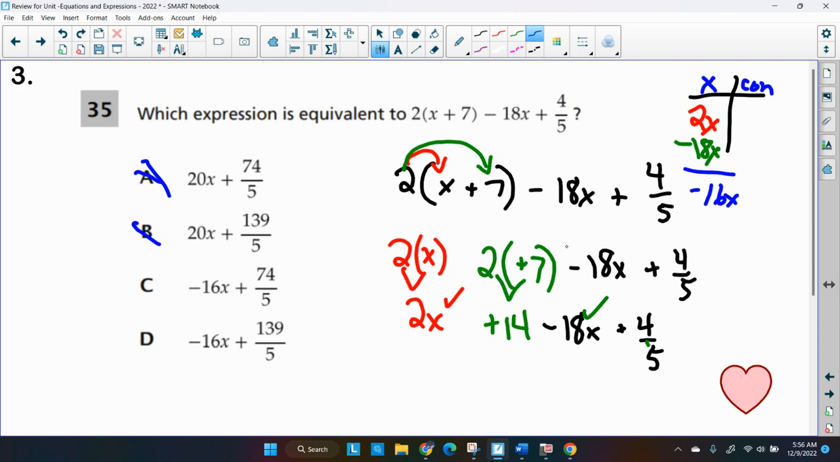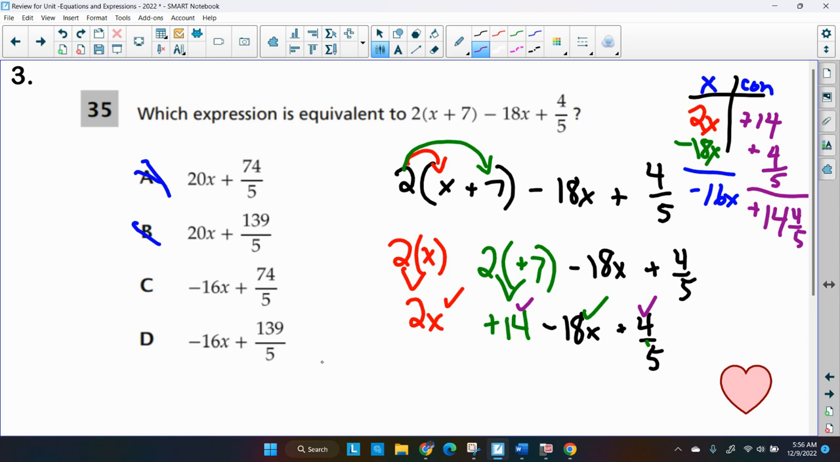So we got to deal with the constants now, which are the numbers. Well, the constant we have is a plus 14 and a fraction of 4/5. Well, 14 plus 4/5 is just 14 and 4/5. So that's our answer. Negative 16x and 14 and 4/5. Well, they don't have that there, Dr. Rob. They have an improper fraction.